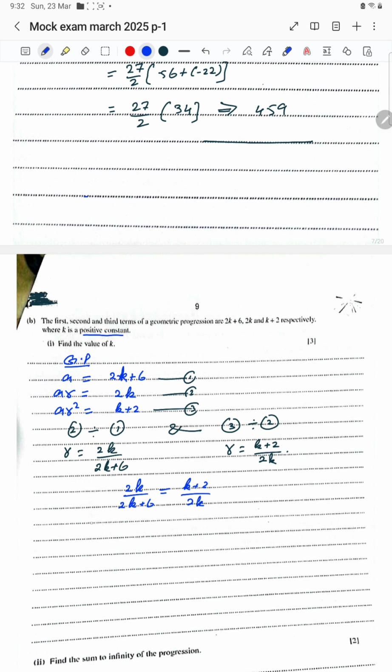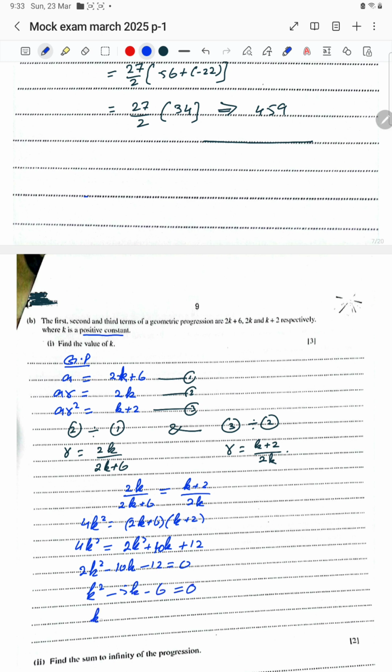So simplify the cross multiply: 4k² is equal to (2k + 6)(k + 2). So 4k² equals 2k² + 4k + 6k + 12. I can write it directly as 10k + 12, so 2k² - 10k - 12 equals 0. Further simplified, dividing by 2, k² - 5k - 6 equals 0.